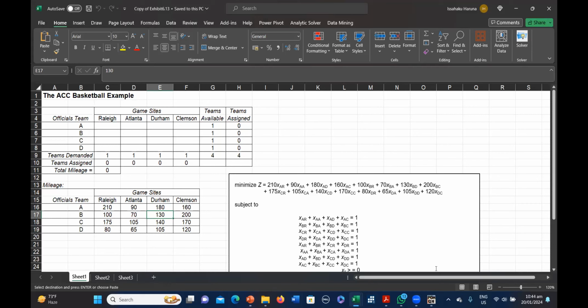So when you open 6.13, this is the interface you have. The empty cells here are the empty cells under Atlanta, Durham, Clemson. These are the decision variables, or the changing variable cells. This is what we are looking for.